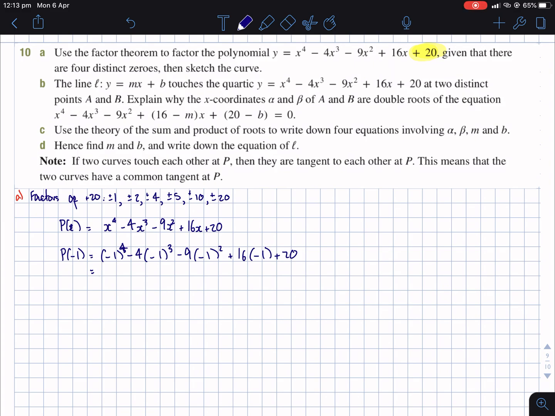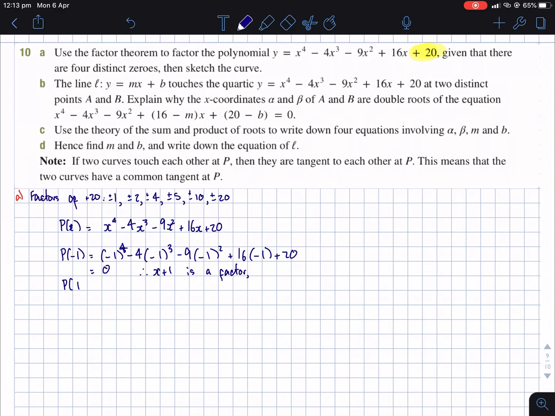Negative 1 to the 4, take 4 times negative 1 cubed. Something's gone wrong. I'm going to have to start again. Negative 1 to the 4. Take 4 times negative 1 cubed. Take 9 times negative 1 squared. Plus 16 times negative 1 plus 20. So I'm putting this in the calculator exactly as I did. So 0, therefore x plus 1 is a factor.